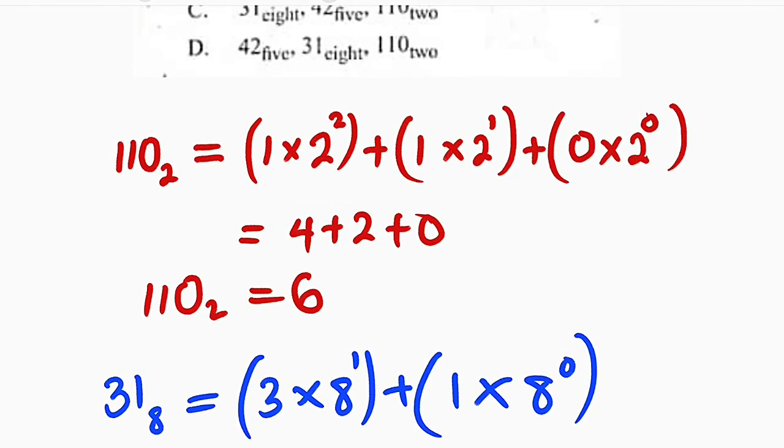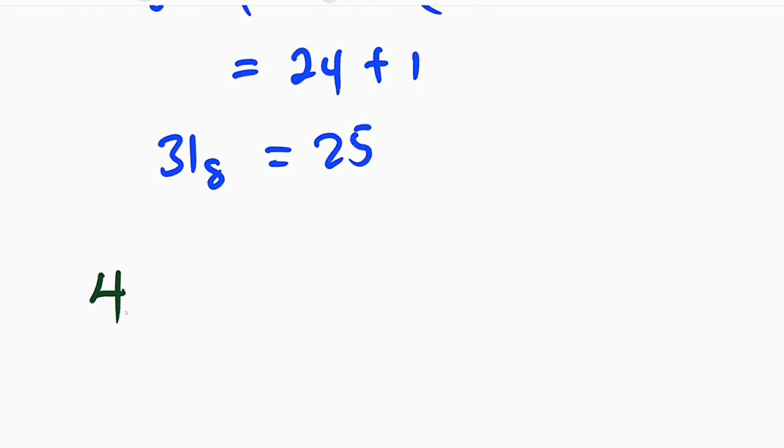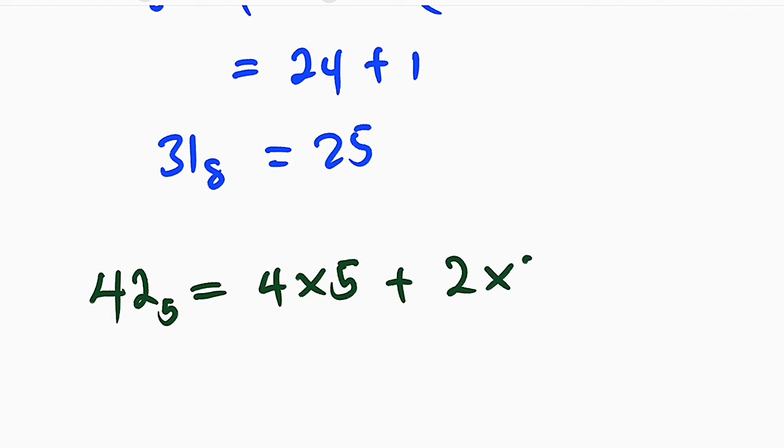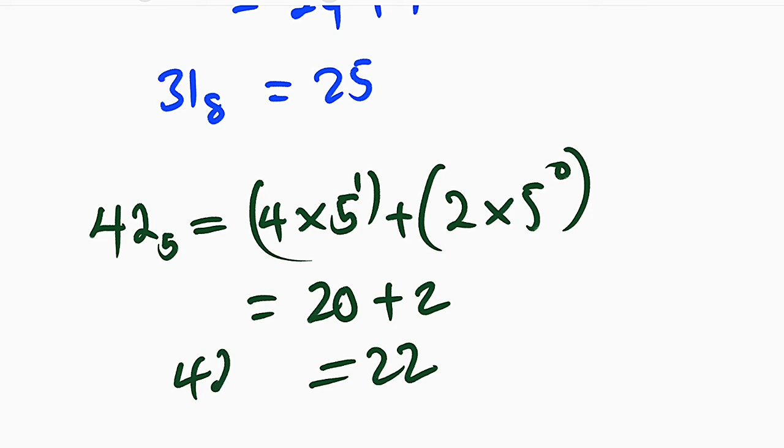And the last number here, which is 42 in base 5, we have 4 times 5 plus 2 times 5, with indices 1 and 0. Simplify. 5 to the power of 1 is 5 times 4 is 20, plus 5 to the power of 0 is 1 times 2 is 2, and this is 22. And hence, 42 in base 5 is equal to 22 in base 10.